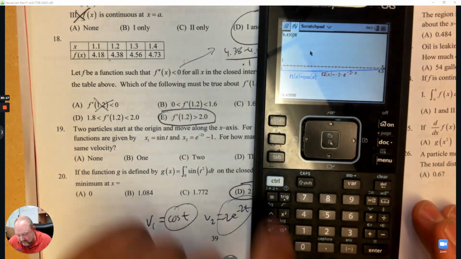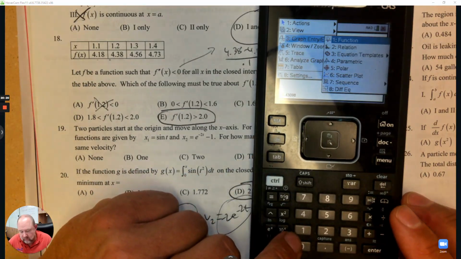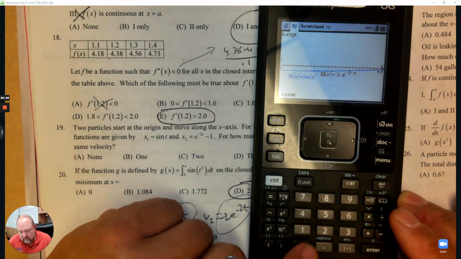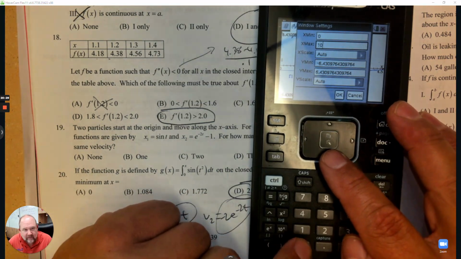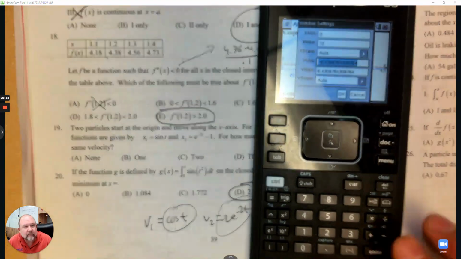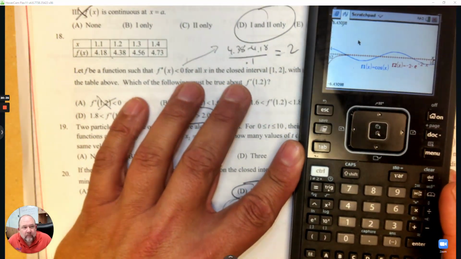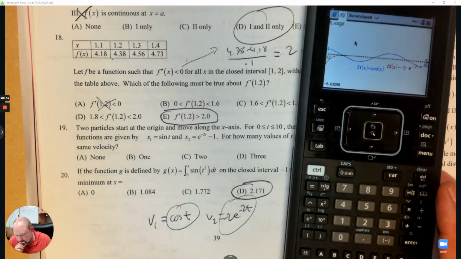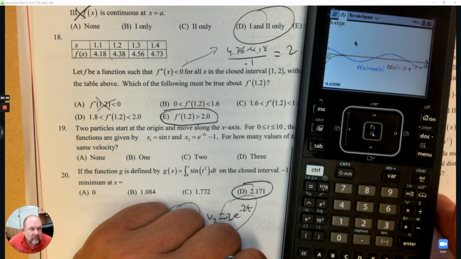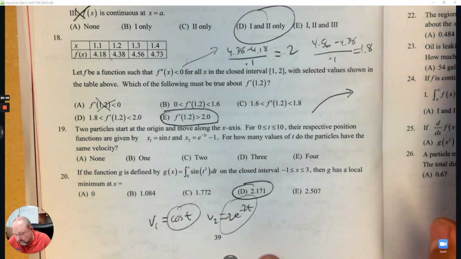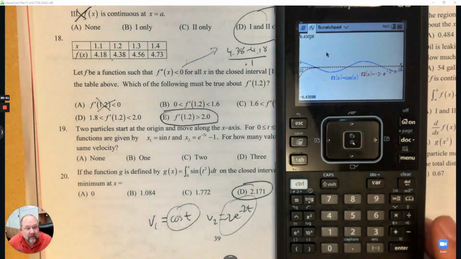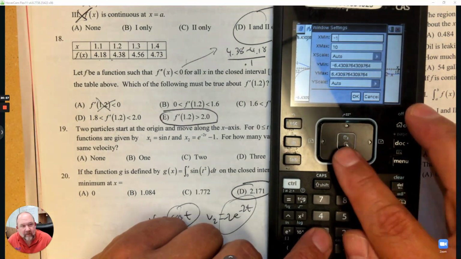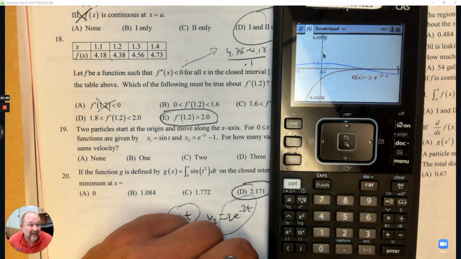And this is from 0 to 10. So I'm going to change the menu. Oops, not that one. The window. From 0 to 10. Oh, sorry, it's negative 1 to 3. Haha. Let's try that again. Menu, window, negative 1 to 3. There, I got 1 point of intersection now.